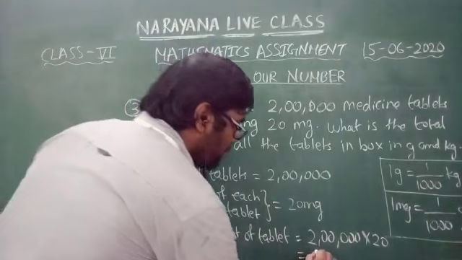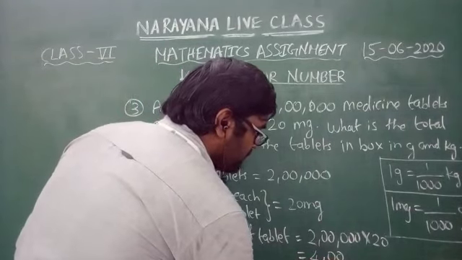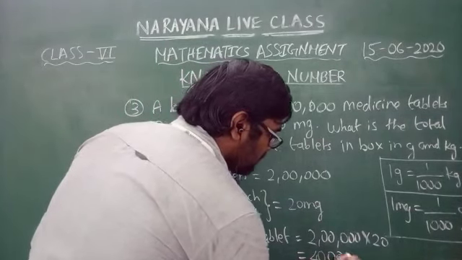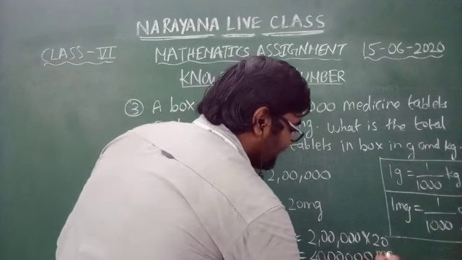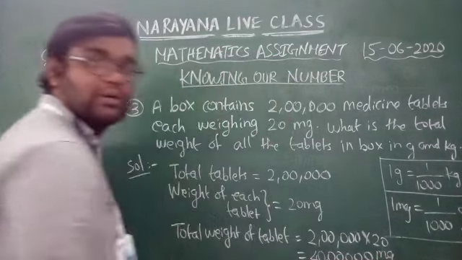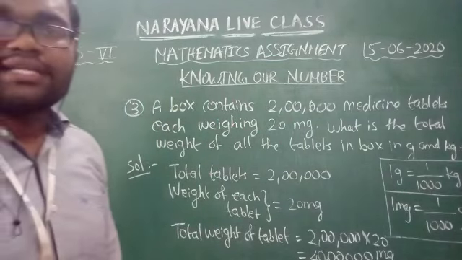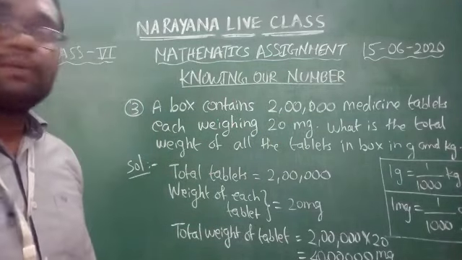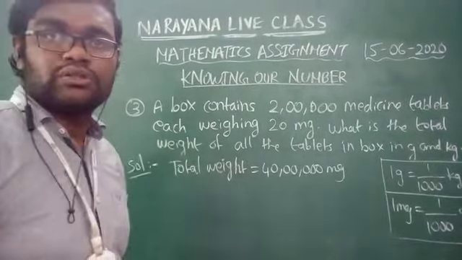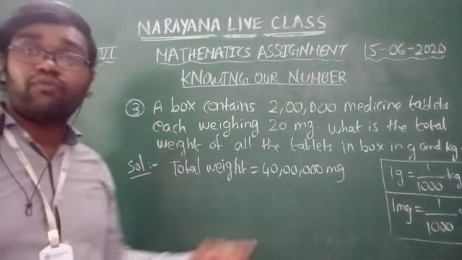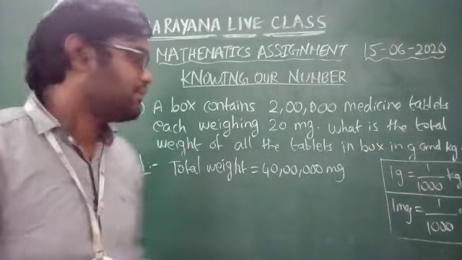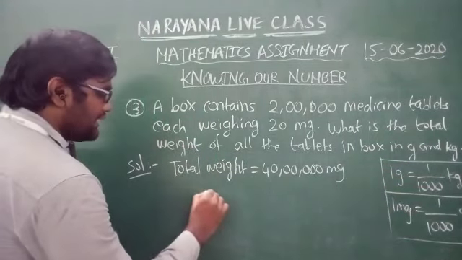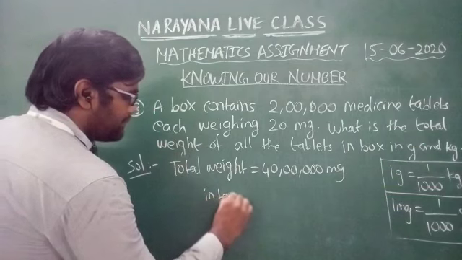2 2s are 4, and the zeros, 0 0, one more 0 will increase. So you will get 40 lakh milligrams. Okay students? So now we have found the total weight as 40 lakh milligrams. I want to convert it in terms of grams and kilograms. Okay? So first in terms of gram.